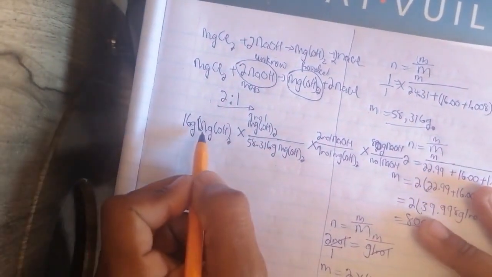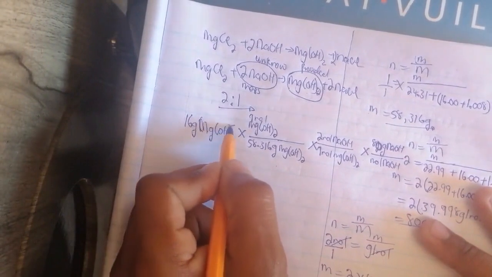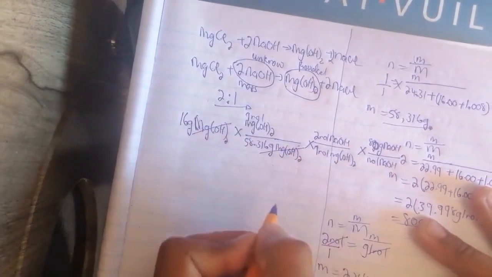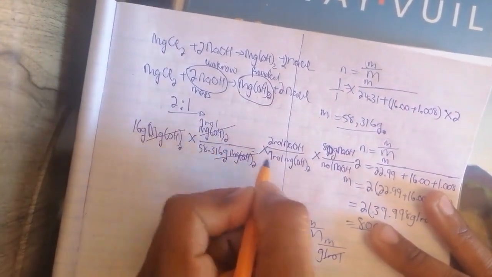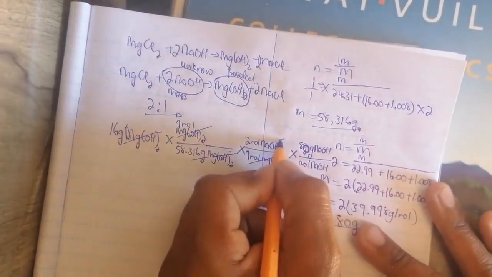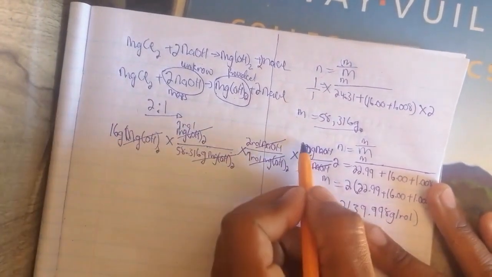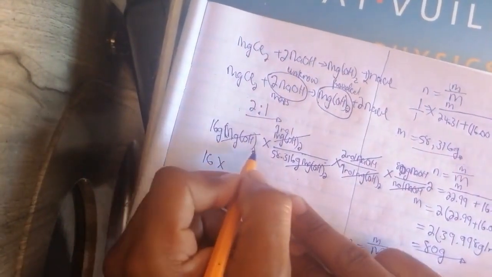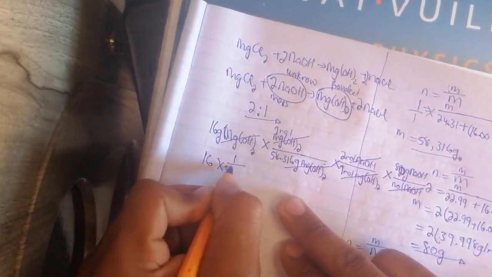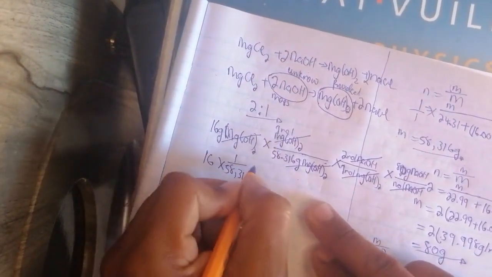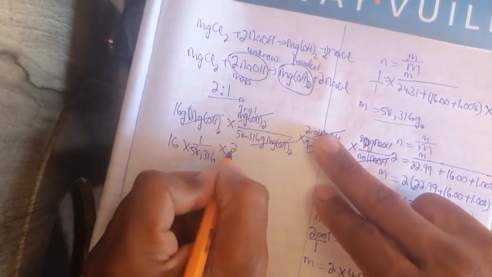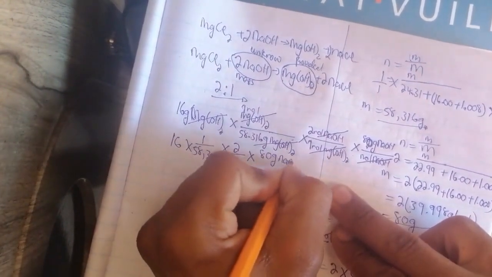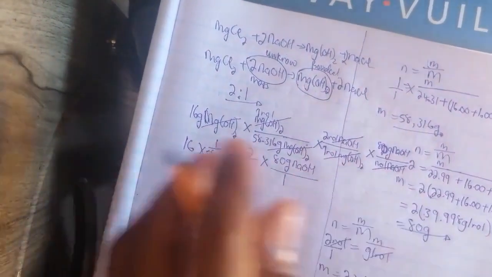Now let's check something. You have this canceling with this. Very good. You have this canceling with this. Very good. You have this canceling with this, and you are only left with that. So let's just try to rewrite this. So meaning you are left with 16 multiplied by 1 over 58.316 multiplied by 2 over 1 multiplied by 80 grams of sodium hydroxide divided by 1.